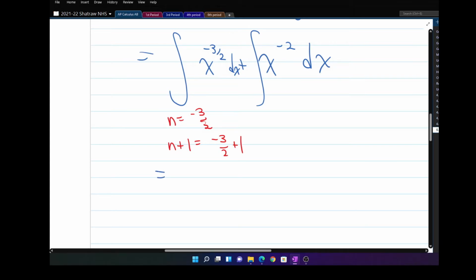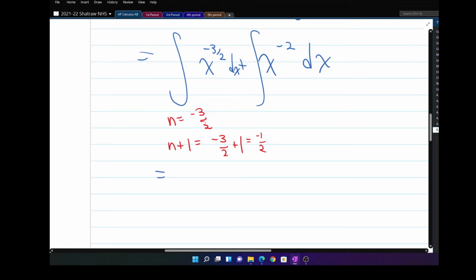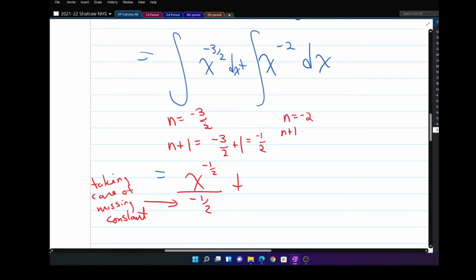Ready? My derivative will be, what is negative 3/2 plus 1? It's negative 1/2. And so I say that I have x to the negative 1/2 power, and I'm dividing by negative 1/2. That's where I take care of the c. Okay, and then I can say that I have this, and n equals negative 2, and n plus 1 equals negative 2 plus 1, and so that would be a negative 1. And so I have x to the negative 1 power, and it is divided by negative 1, and there's plus a c, and don't forget to write that down.